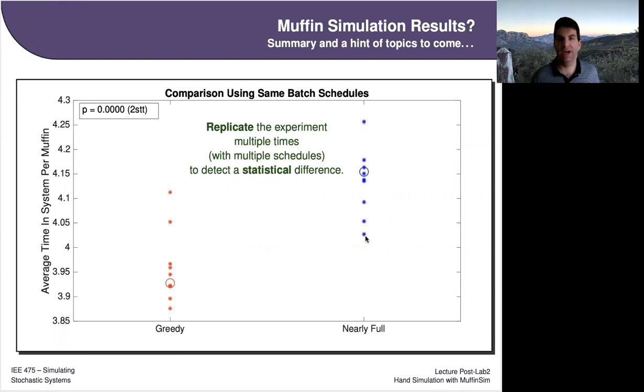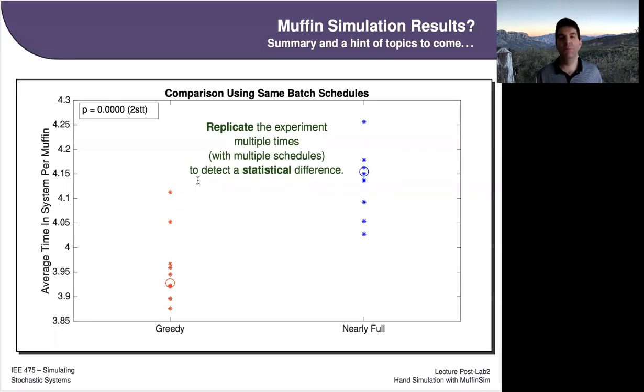If you were to compare this point up here and this point down here, and that were all you were to compare, then you would maybe decide that the nearly full is faster. But that would again just be you reflecting something by chance. When I look at this cloud, to me, it looks like the greedy policies are always a little lower than the nearly full policies. When I look at this cloud of points, I get the hint that the greedy policy is the generally faster policy.